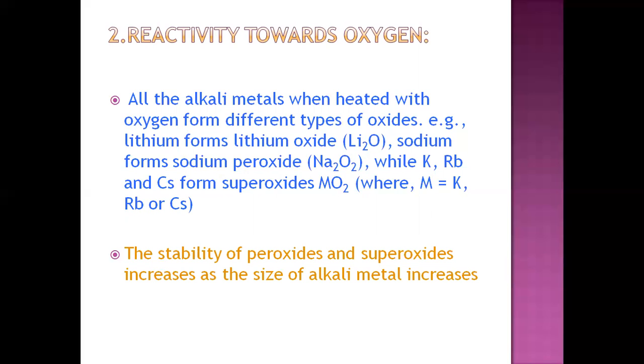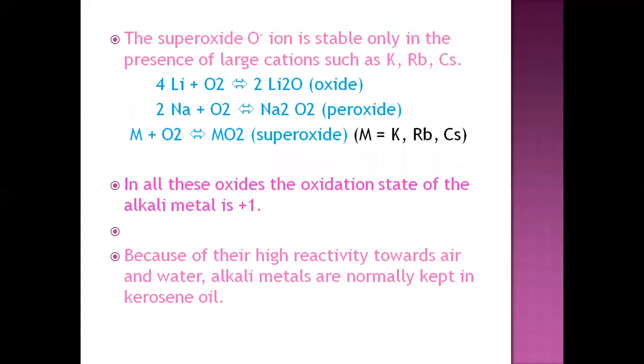The stability of peroxides and superoxides increases as the size of the alkali metal increases. The superoxide O2 negative ion is stable only in the presence of large cations, that is potassium, rubidium, and cesium. So when Li reacts with oxygen, it forms Li2O, that is oxide. Sodium reacts with oxygen to form Na2O2, that is peroxide. And potassium reacts with oxygen to form KO2. Rubidium forms RbO2, and cesium reacts with oxygen and forms what?